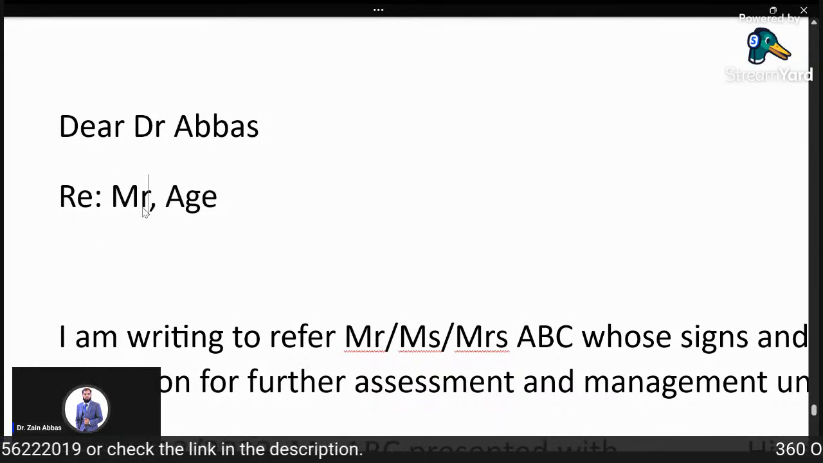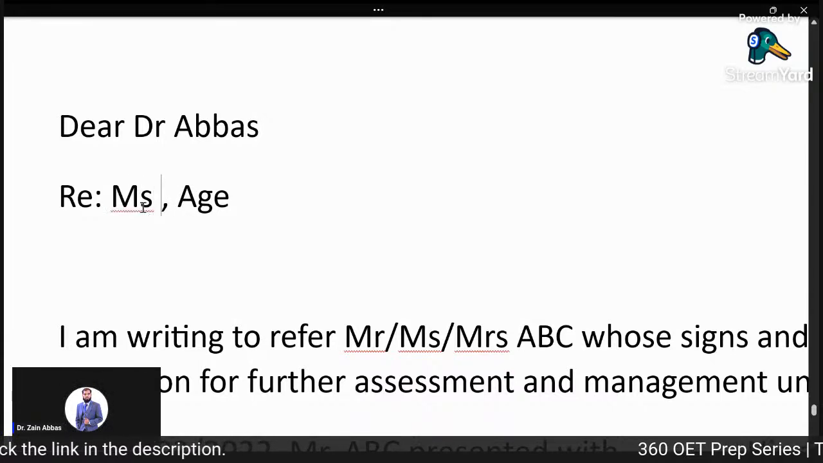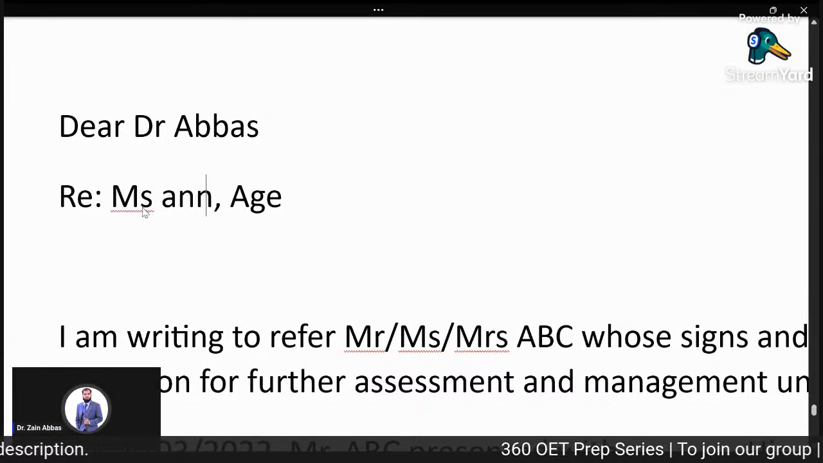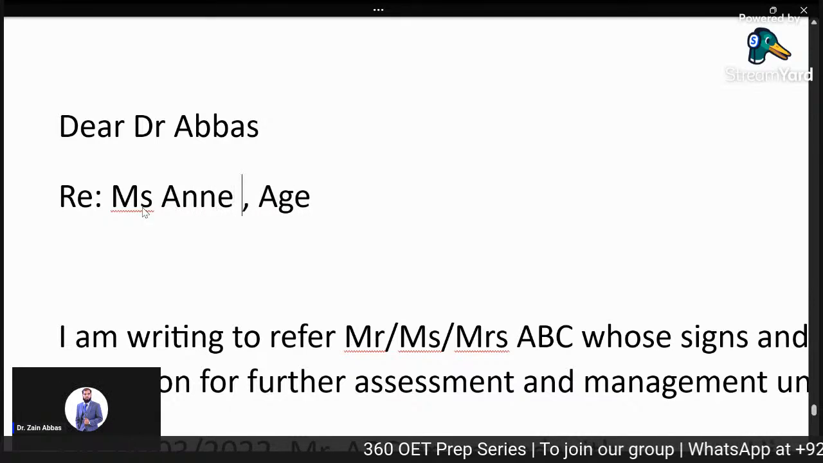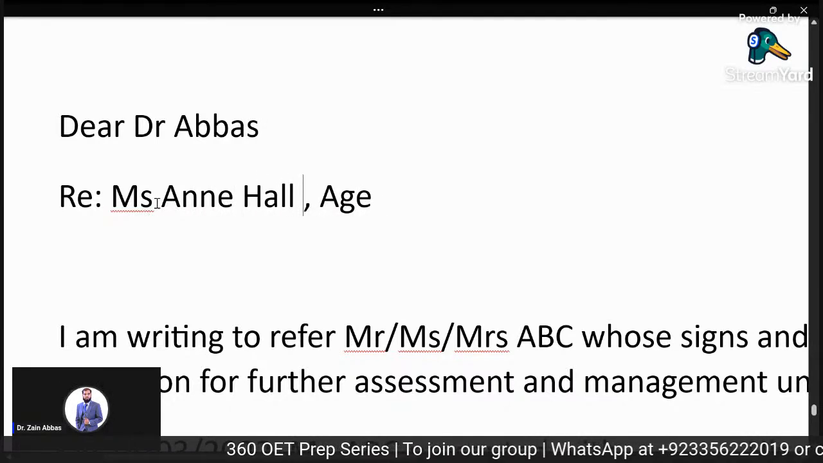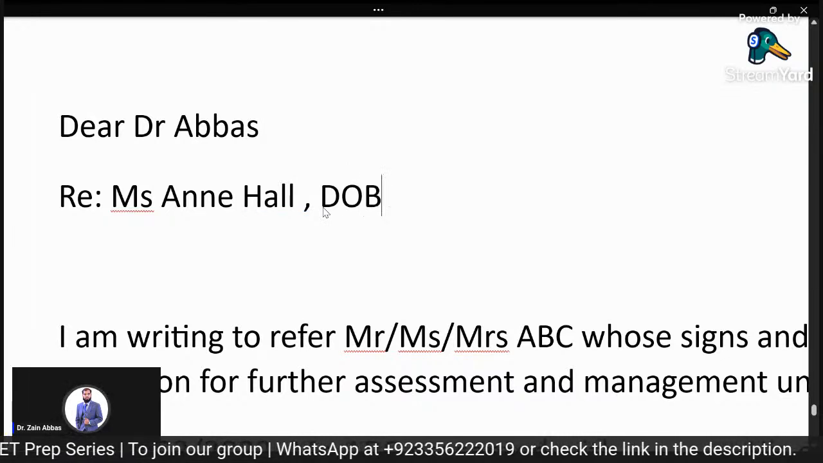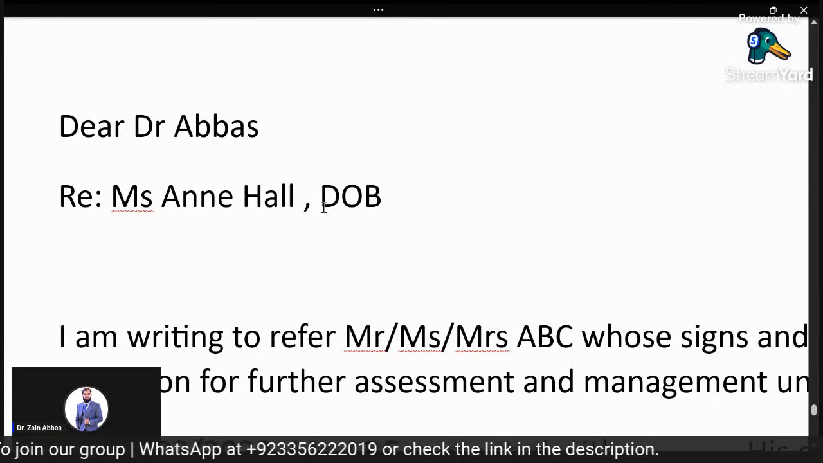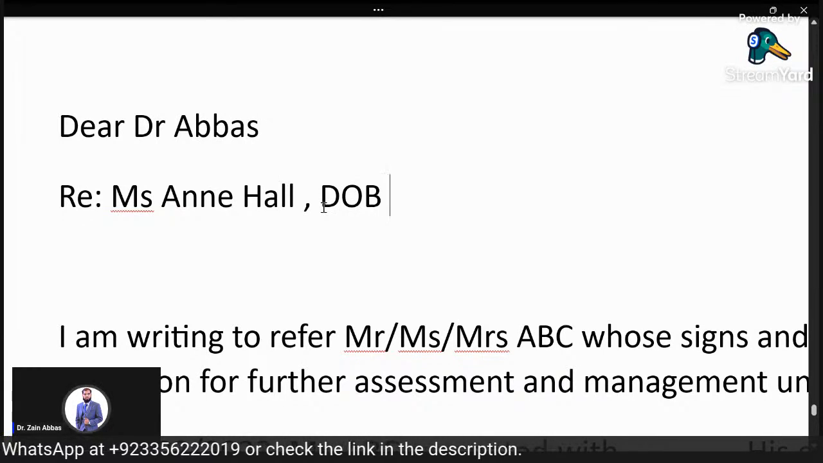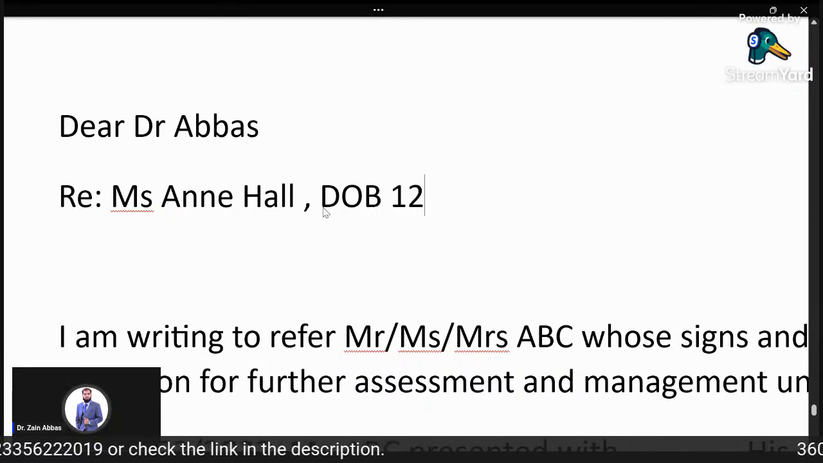And next is the patient name, Miss or Mr. I will use Mr. or Miss, Miss Annie Hall. And age, you can write the age or you can write DOB, date of birth. That can be written in many formats, like in this format as well.